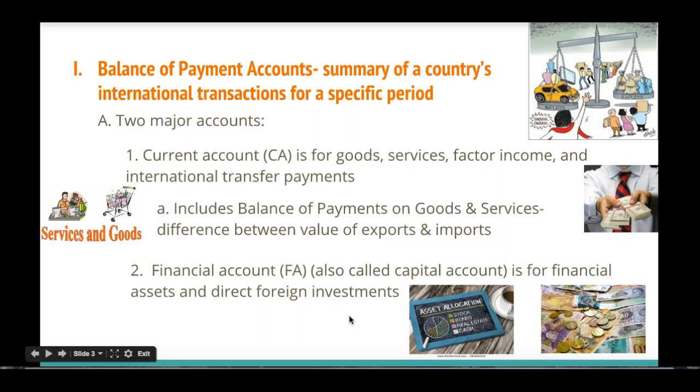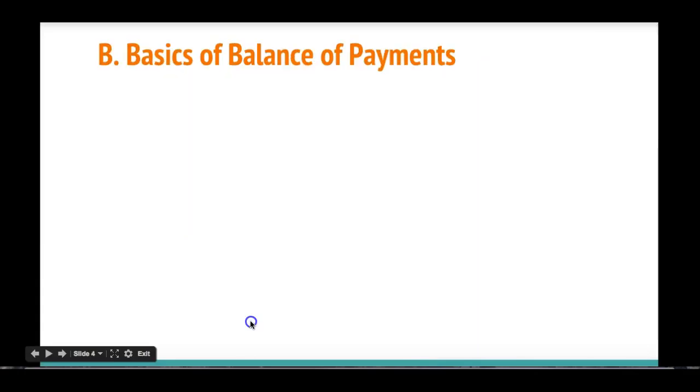And so for whatever reason, maybe the rate of return is a lot better in the United States than it is at home. So that's what else they can do. So two major accounts, the current account and the financial account.